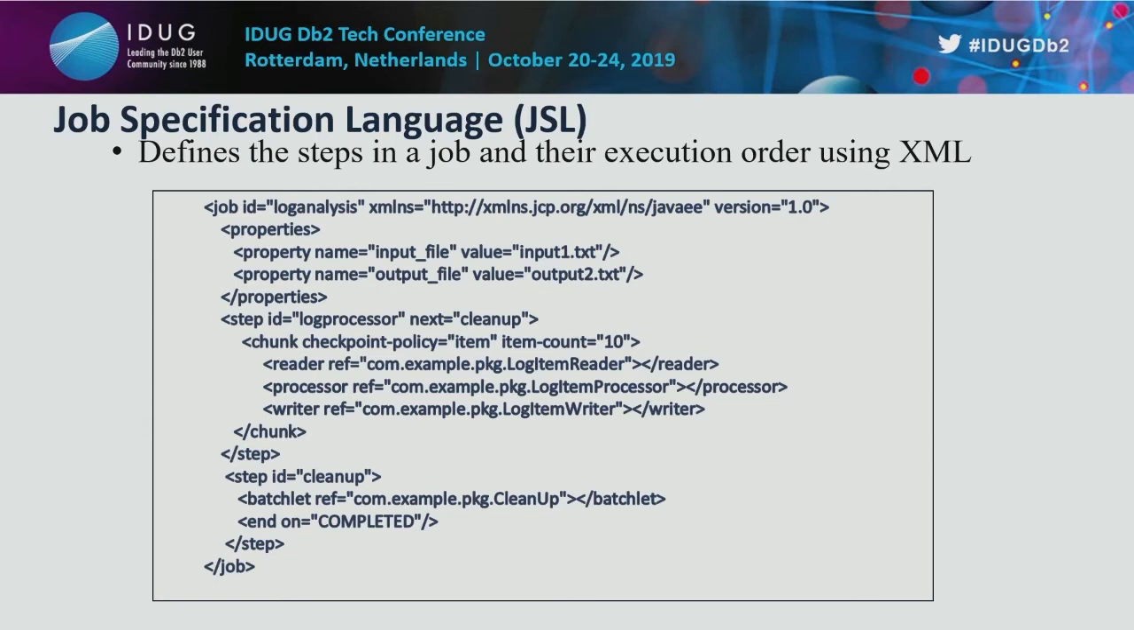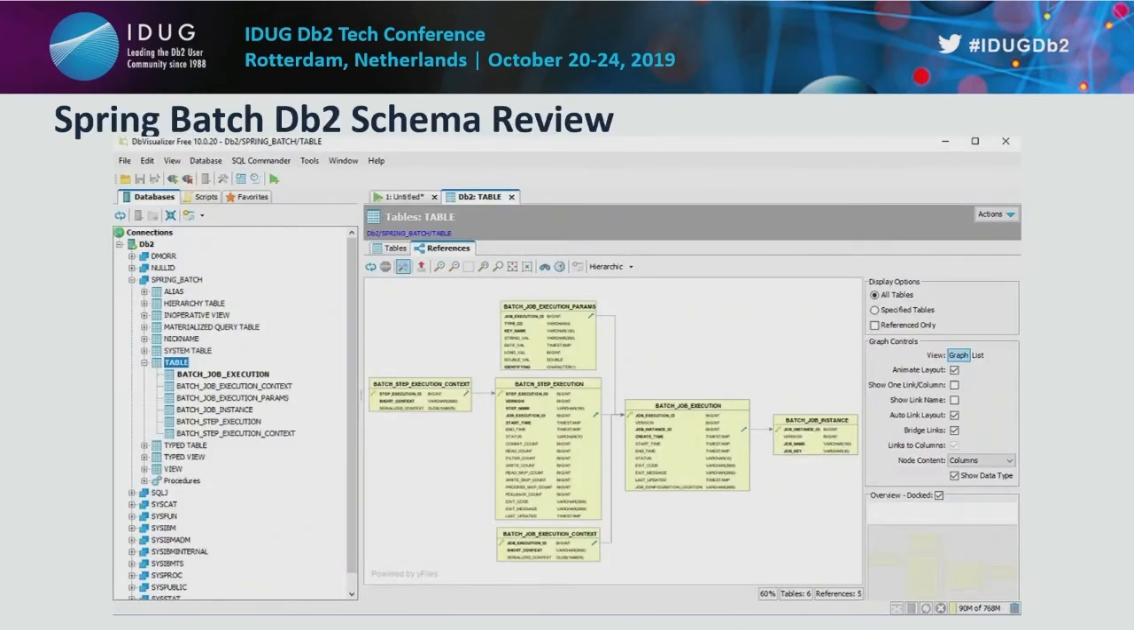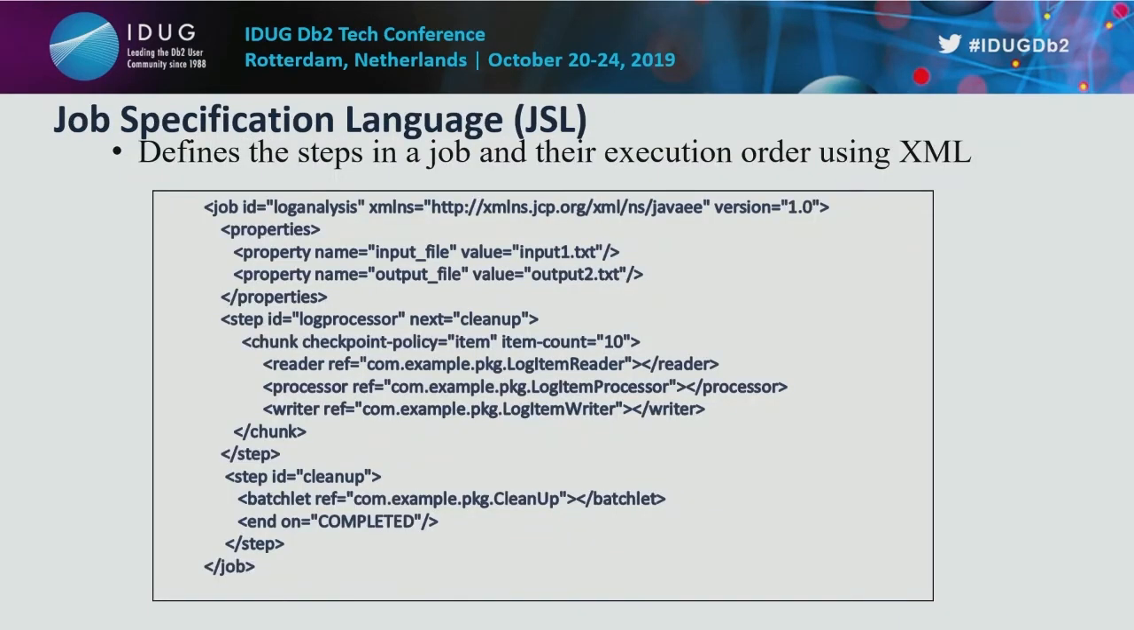You'll notice that I have properties here, input file, output file, and then the log processor, reader, processor, and writer. And then a cleanup afterwards. The problem with this, if you have very simple jobs, you can write using this. When it starts getting complex, you're going to have to write code. It just got too cumbersome to write it using these XML files. So that's one thing we had to do, we had to go back and rewrite the code using Spring and using Java.